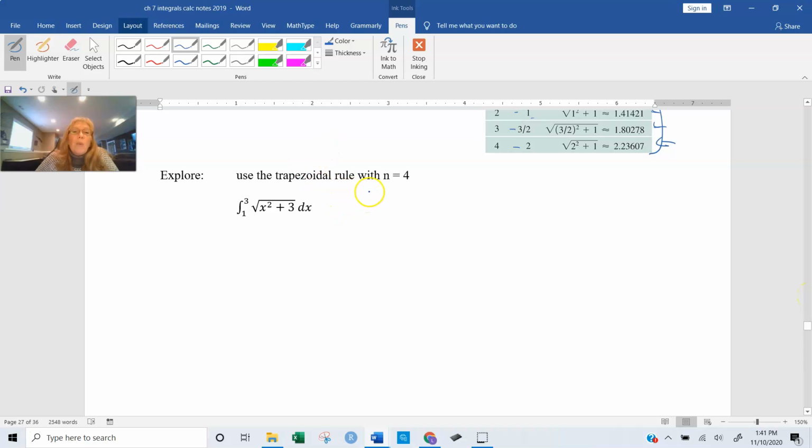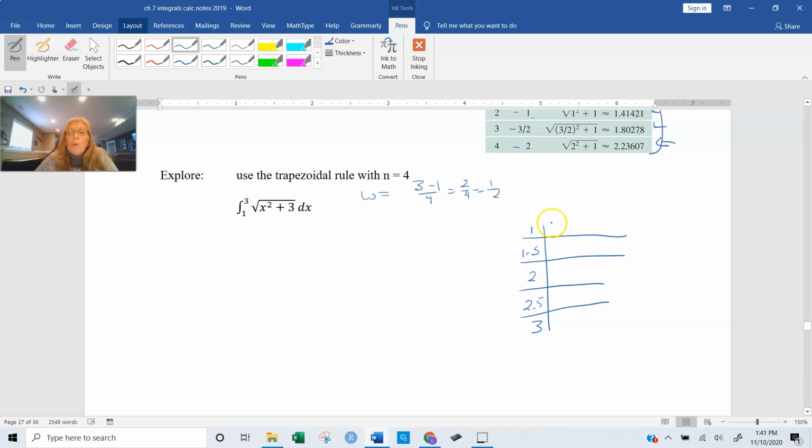Step 1, you had to figure out your width. So we know my width is equal to 3 minus 1 divided by 4, which is 2 over 4, which is 1/2. So the table I have to do, I have to plug in 1/2. All right, it goes by 1/2. So I'm going to start at 1, then 1.5, then 2, then 2.5, and then 3. And that's going to give me all of my sides, or my bases for my trapezoids.